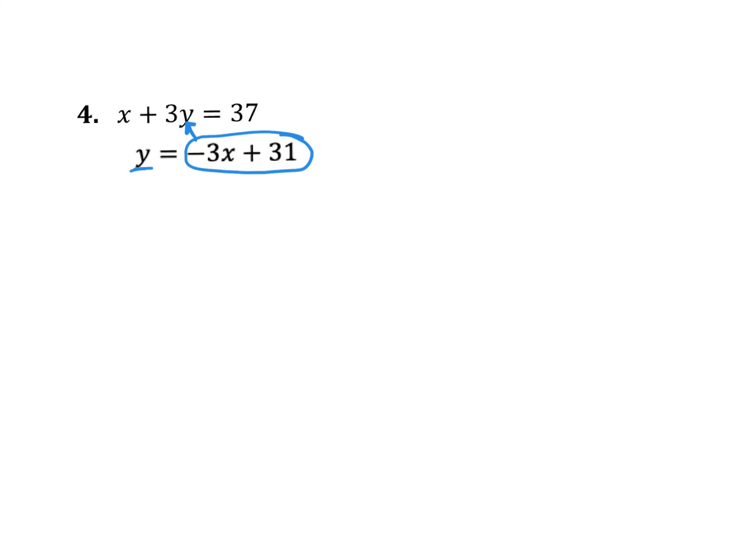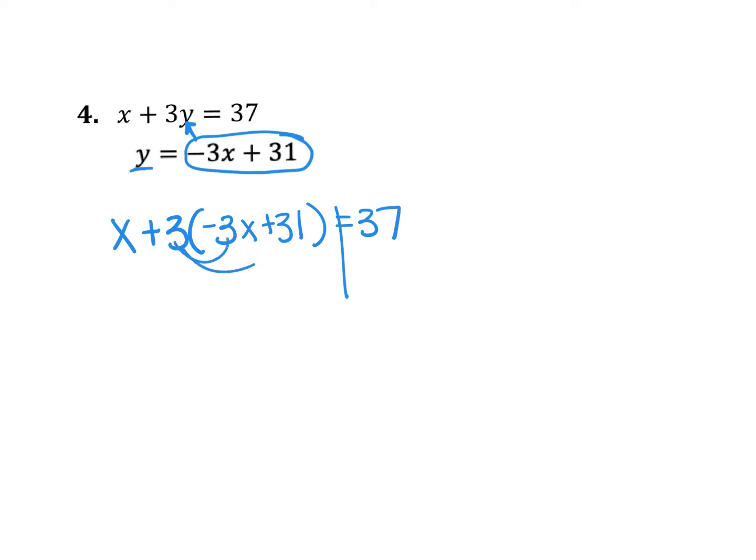All right, so now I have my x plus my 3 times, and again, that negative 3x plus 31 is what y is. So I have negative 3x plus 31 is equal to now 37. All right, so we have to then distribute this here. I'm just going to have my x on the outside. So I'm going to have minus, so 3 times negative 3x is negative 9x, and 3 times 31 is 93 is equal to now 37.